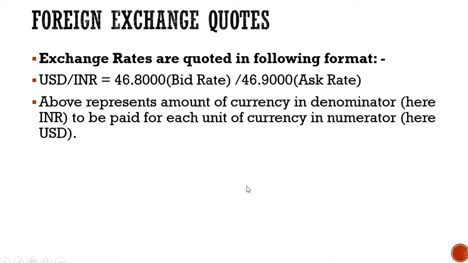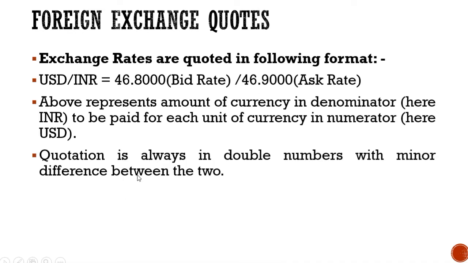The above represents the amount of currency in denominator. Here it is the Indian rupees to be paid for each unit of currency in numerator, that is the USD. In this case, USD is the base currency and INR is the secondary or quoted currency. So to buy 1 unit of USD, you will have to pay this much amount of INR.